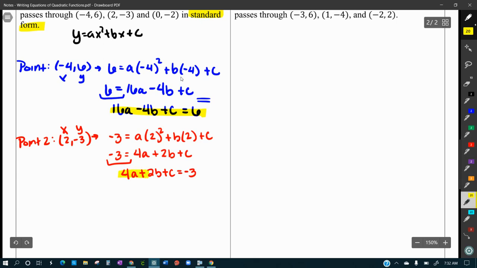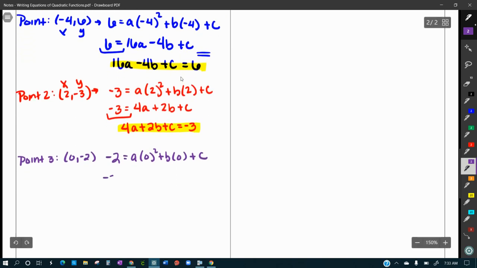So this is another equation. I have 2 now. If there's 3 variables, I need 3 equations. And so the last coordinate, point 3, is 0 comma negative 2. So y equals a times x, which is 0 squared, plus b times 0 plus c. And we're going to simplify this one as well. Well, 0 squared makes 0a. We're going to leave that in there. B times 0 is 0b plus c. And then again, move this to the right. So 0a plus 0b plus c equals negative 2. So here is that third equation.